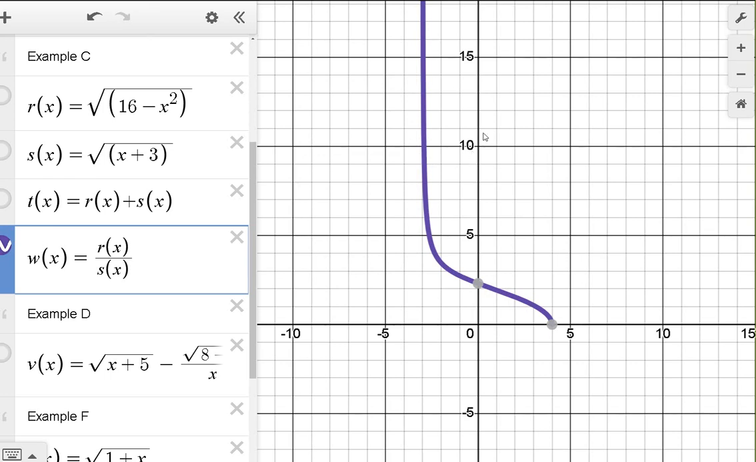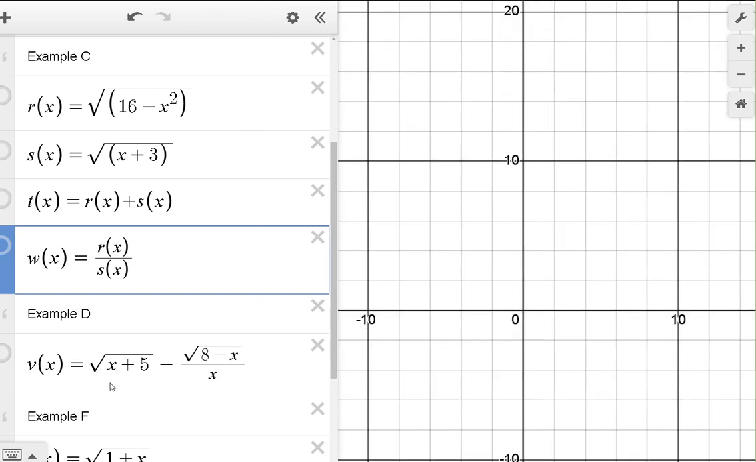All right. Let's move on to example D. So example D looks like this: square root of x plus 5 minus the square root of 8 minus x, over x. So right away, you know you're going to have a problem. At what point? What point here is going to give us a problem, Max? What value for x is going to be a problem in the domain?